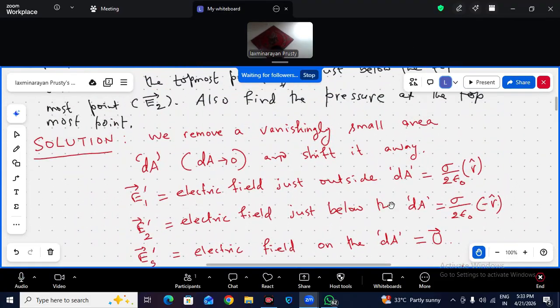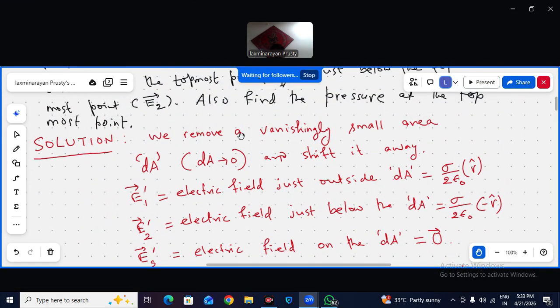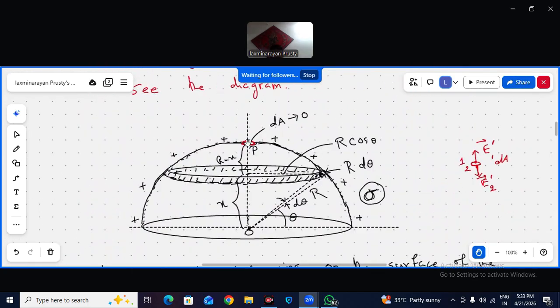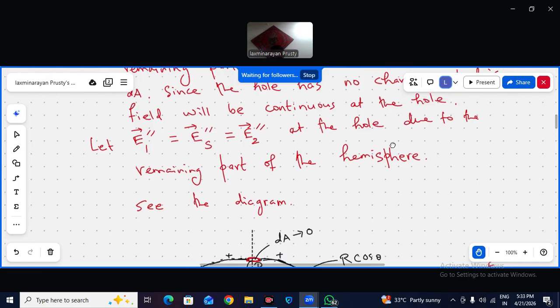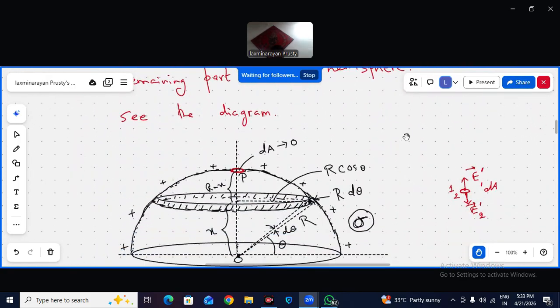Solution में मैं क्या करता हूं देखो, I remove a vanishingly small area dA and shift it away. dA tending to 0. डायग्राम दिखा देता हूं. छोटा सा dA निकाल के इधर रख देता हूं. ठीक है. इसमें एक होल बन जाएगा. होल का साइज कितना? Negligibly small but not zero size. It's a finite but negligibly small size hole has been created, same size as the dA which I removed.